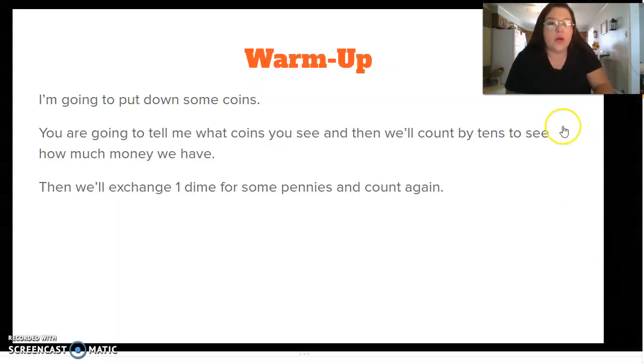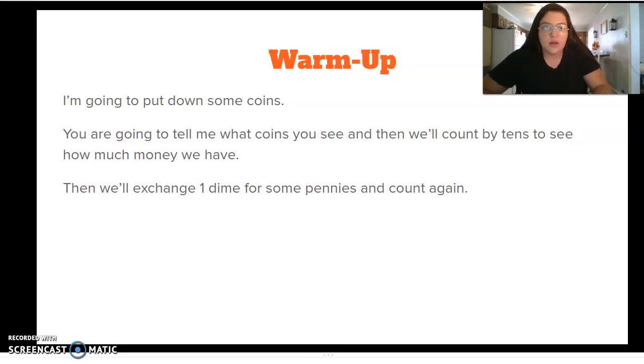So we're going to do a warm-up here. I'm going to put down some coins on the screen, and you're going to tell me what coins you see. Then we'll count by tens to see how much money we have. Then we'll exchange one dime for some pennies and count again.